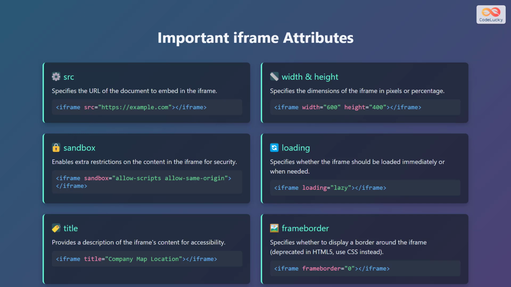The title attribute provides a description of the iframe's content for accessibility purposes. An example of this is iframe title equals company map location, /iframe. Finally, the frameborder attribute, although deprecated in HTML5, specifies whether to display a border around the iframe. The code iframe frameborder equals 0, /iframe removes the border. It is generally recommended to control the border using cascading style sheets, or CSS, instead.